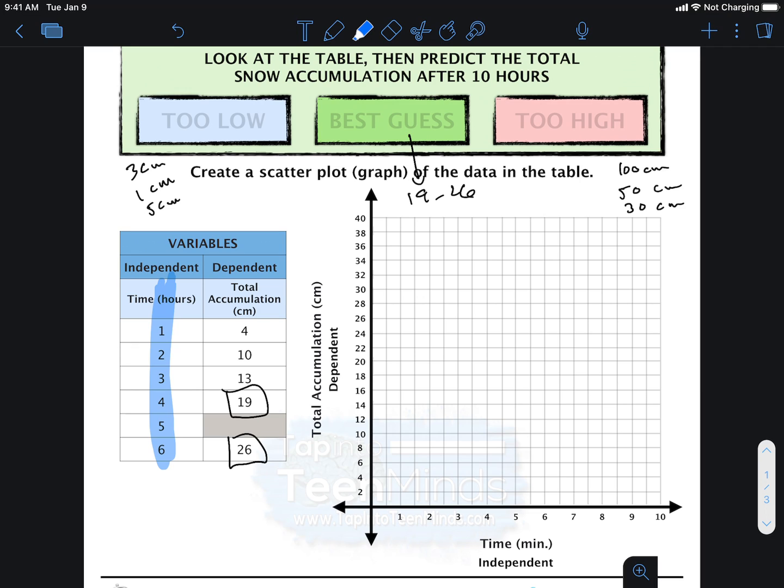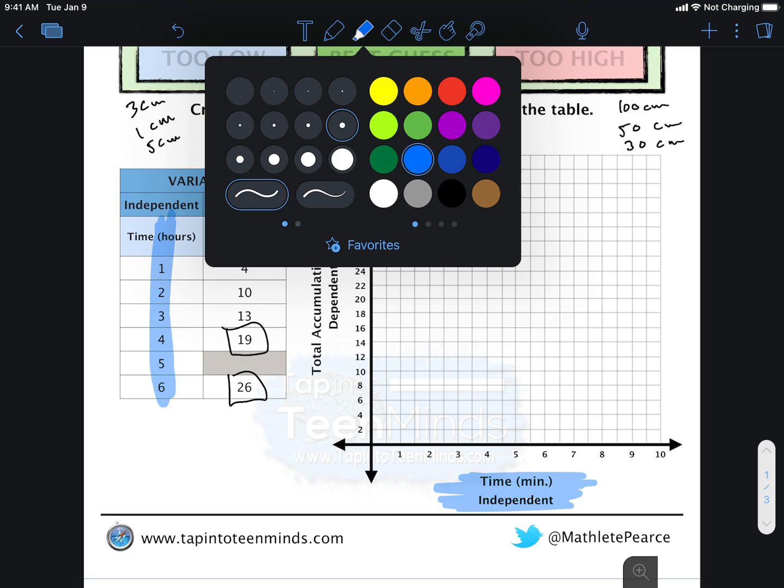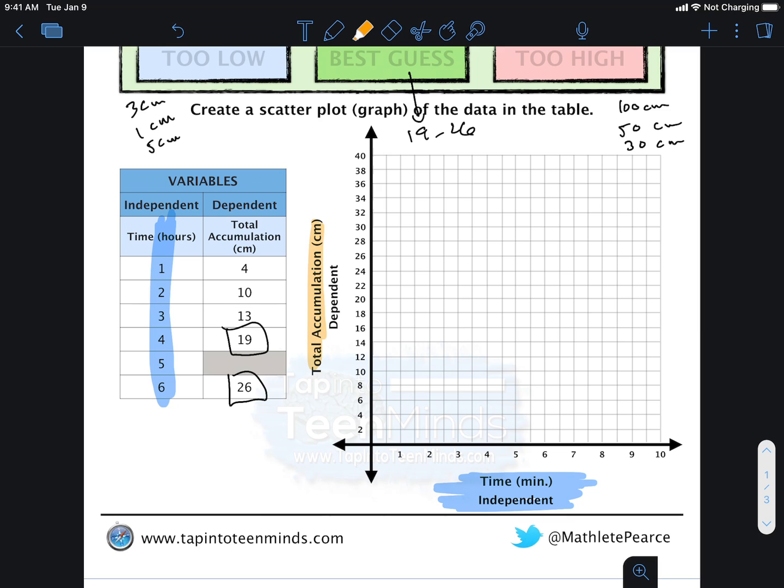Where is time on my graph? Does it go left and right or does it go up and down? It's down here on the bottom. Can everybody see? What color should I use, Sean, that you can see? Orange. Can you see the orange versus blue? Yeah. Okay.